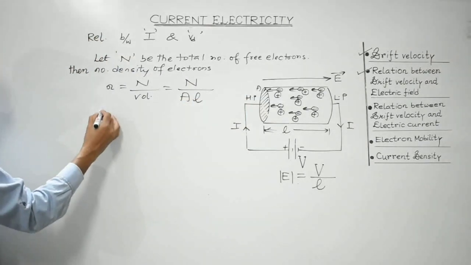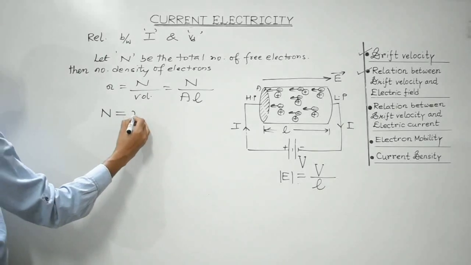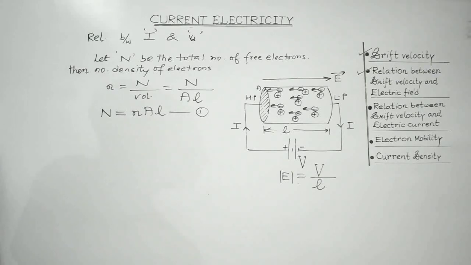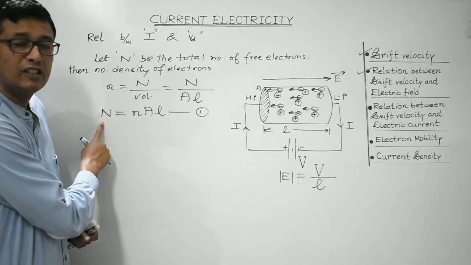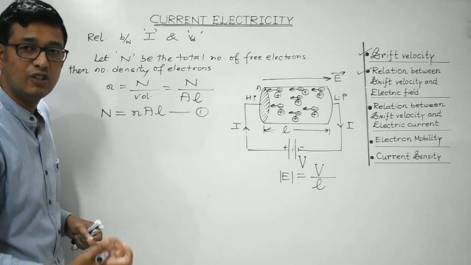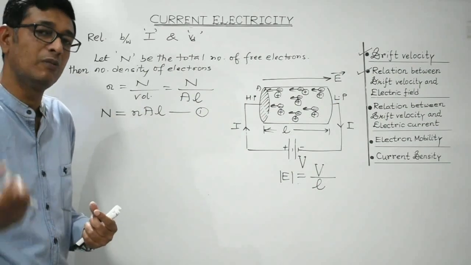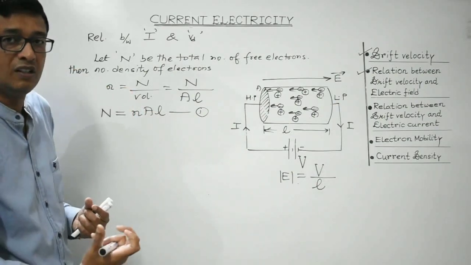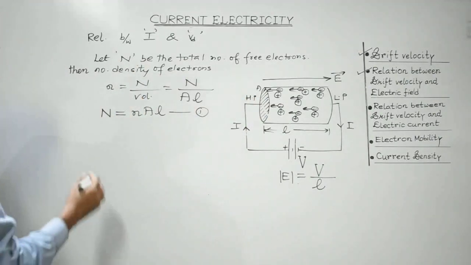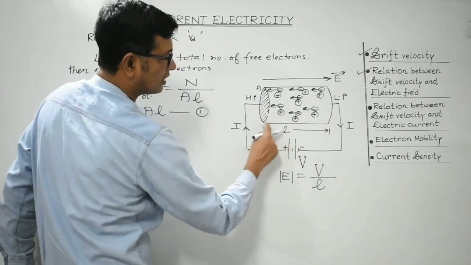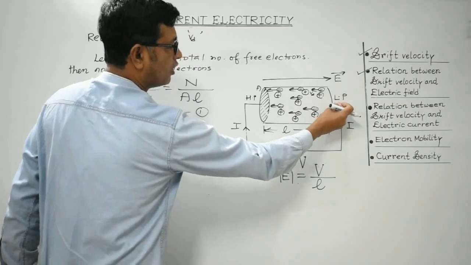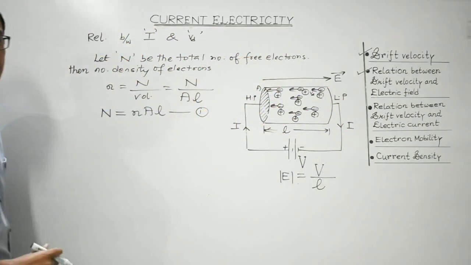So the total number of electrons inside the conductor can be written as N = nAL. Put this as equation number 1. Right? N, capital N, is the total number of free electrons inside the conductor. Small n is the number density of electrons. Number density means the total number of electrons present per unit volume. A is the cross-sectional area, L is the length of the conductor, right? Also, the length of the conductor is L. And suppose the electron drifts from one end of the conductor to the other end with average velocity Vd.